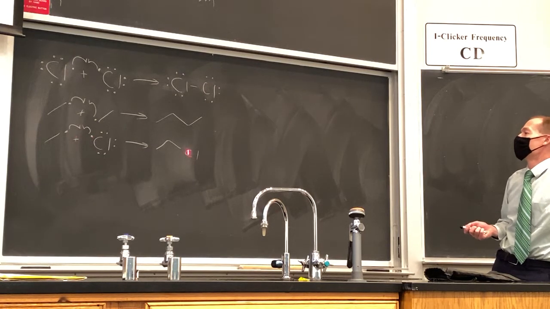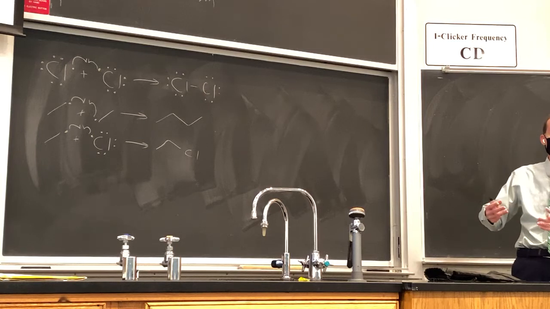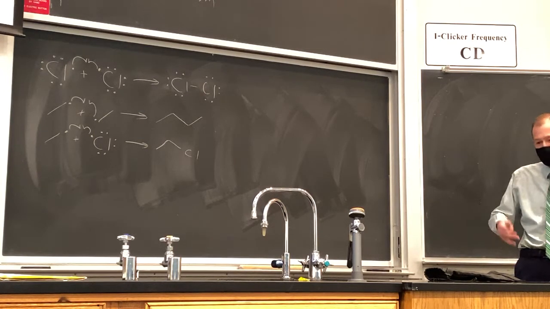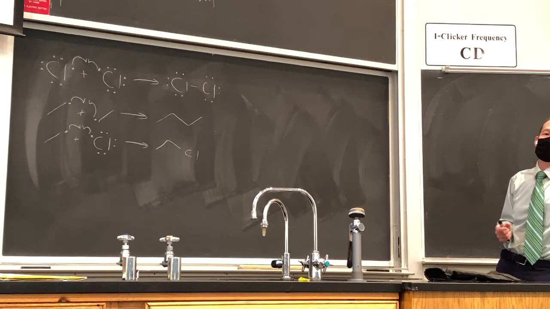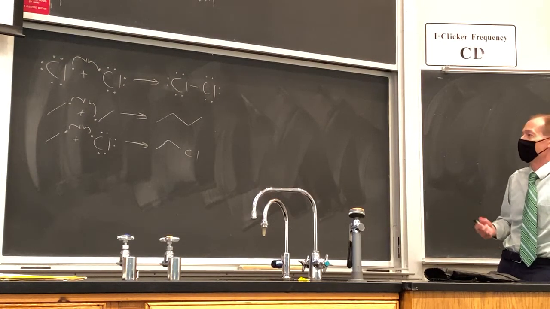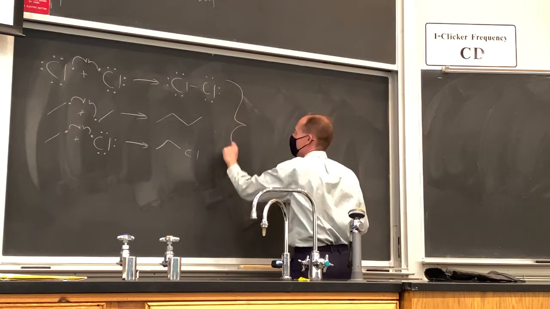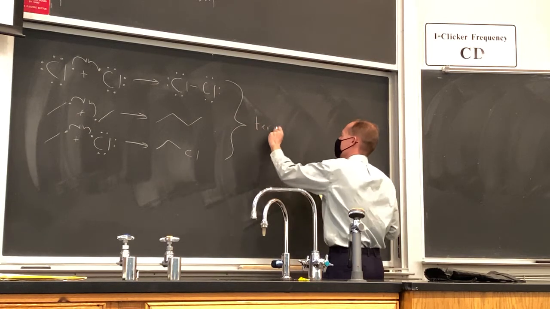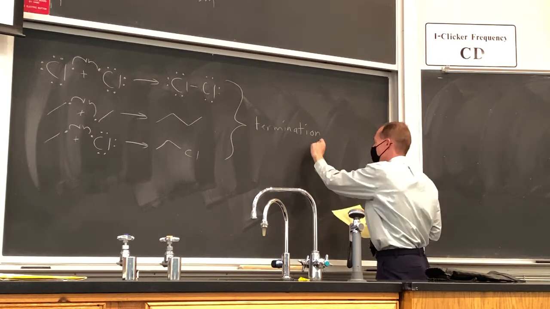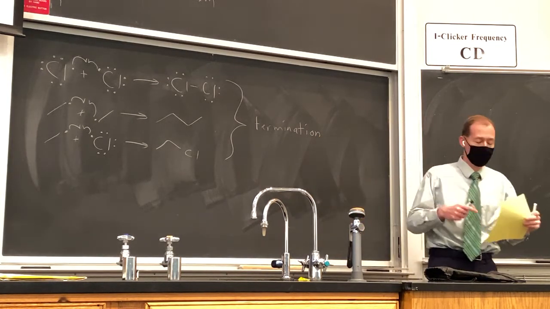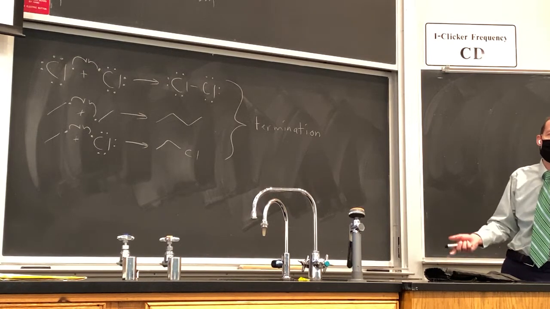We've taken two radicals, we've reacted them to get a non-radical. We have no more radicals, so the chain is no longer propagating. So the reaction would stop unless we had another initiation event occur and we're able to form more chlorine radicals. So these three steps are all referred to as termination steps. So when you have two radicals collide to form a non-radical product, you are terminating the chain reaction.